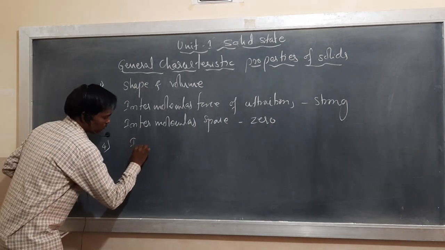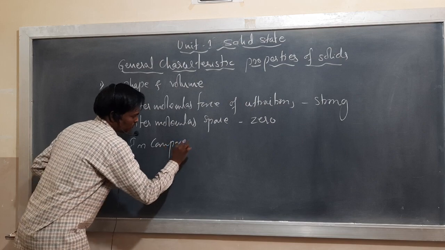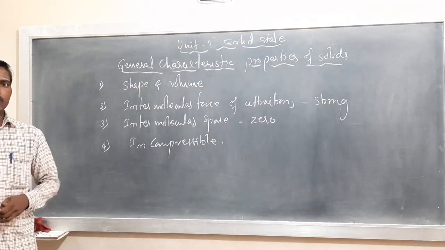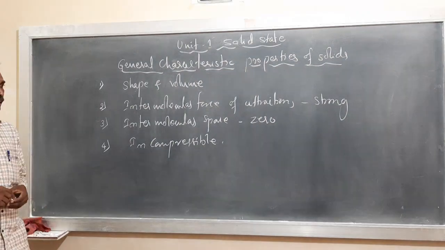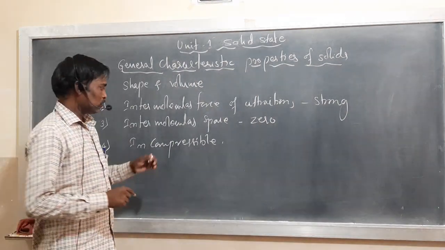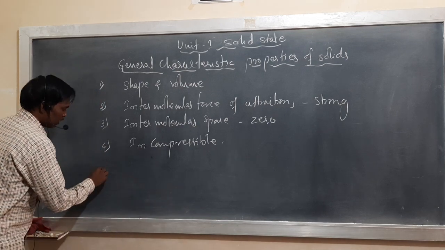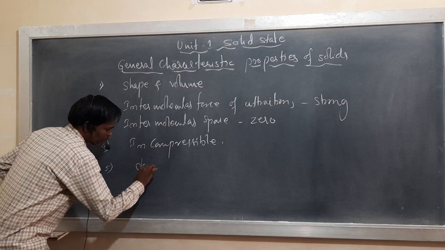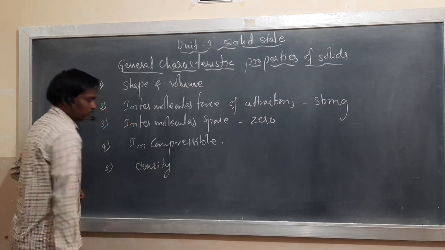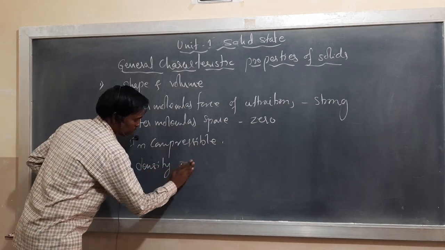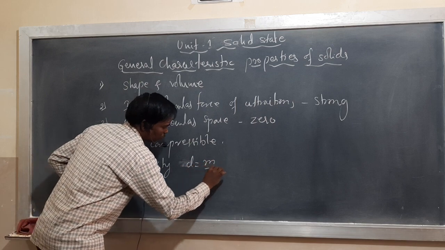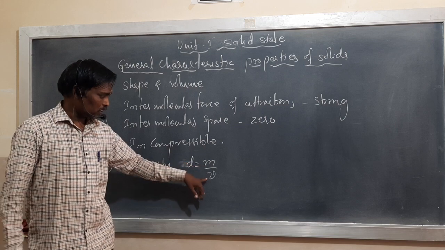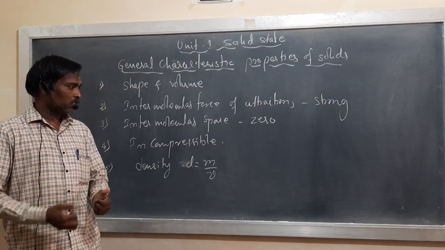Whereas gases are highly compressible, and liquids are less compressible. And then another one, the fifth property, is density. Students, we define density as mass by volume. So density depends on mass as well as on the volume occupied by the particles.